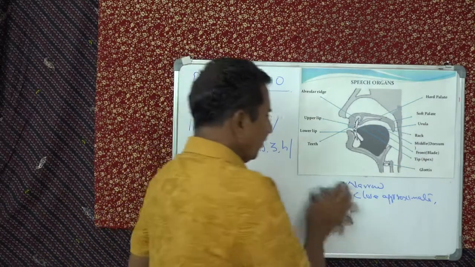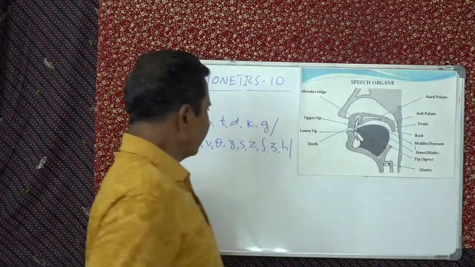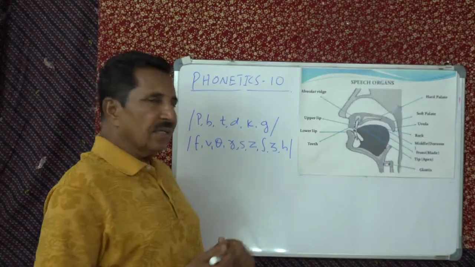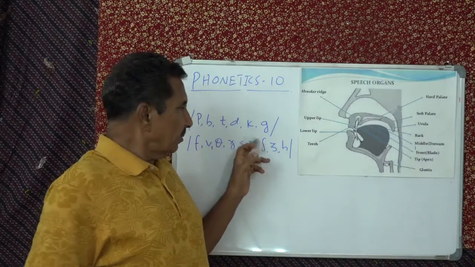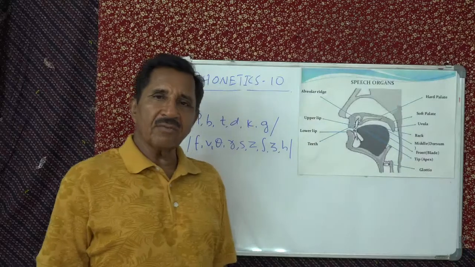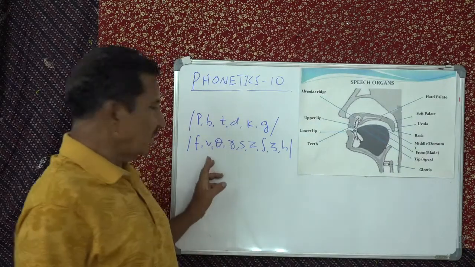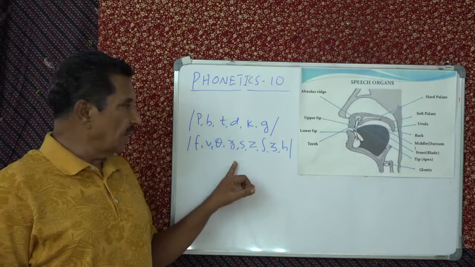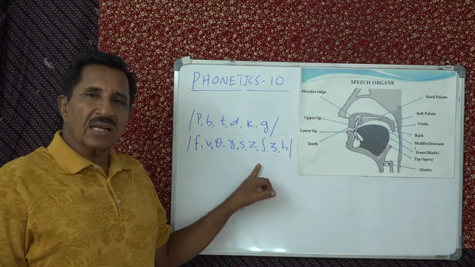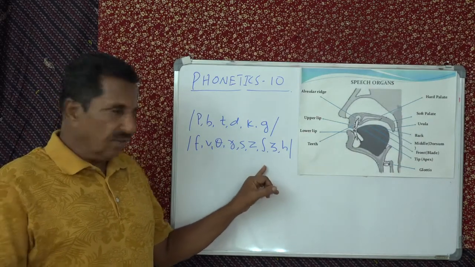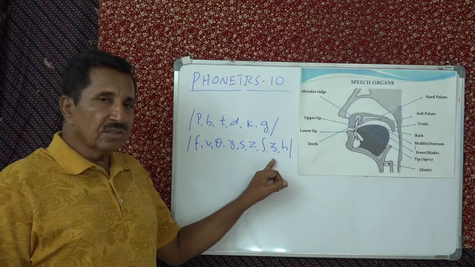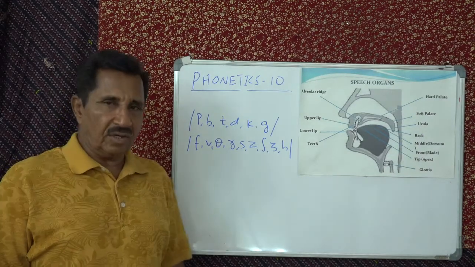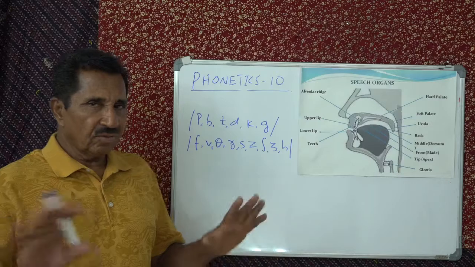That is why if you take each pair, you will find P and B, they are bilabial. T and D, they are alveolar plosives. And K and G, they are velar plosives. And F and V, they are labiodental. T and D, they are dental. S and Z, they are alveolar fricatives. Sh and J, they are palato-alveolar, and H, glottal. So far so good? No problem.